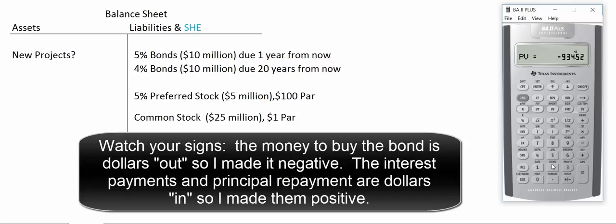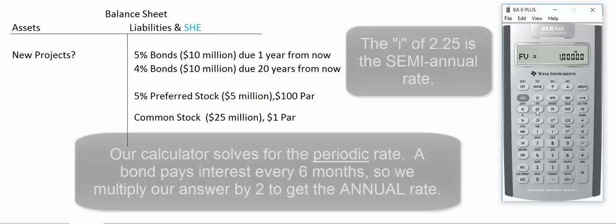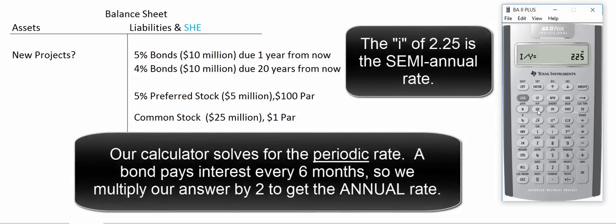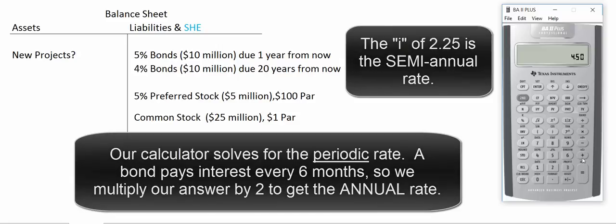The payment is 20. Why 20? It's a 4% bond, so that's $40 a year. Divide that in half because we pay interest twice a year, and you get 20. And you get the $1,000 face value at the end. Then we compute I, and we discover that the interest rate per year is 2.25. We multiply that times 2, and we discover that the annual rate of interest that people would require to buy our bonds if we were to issue them today would be 4.5%.